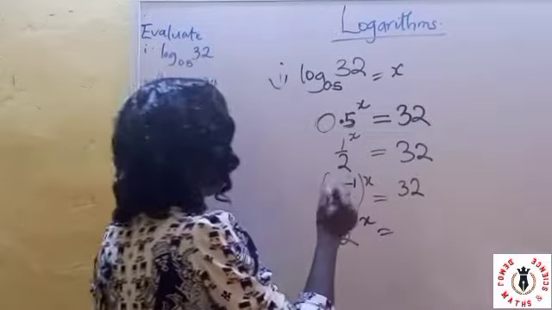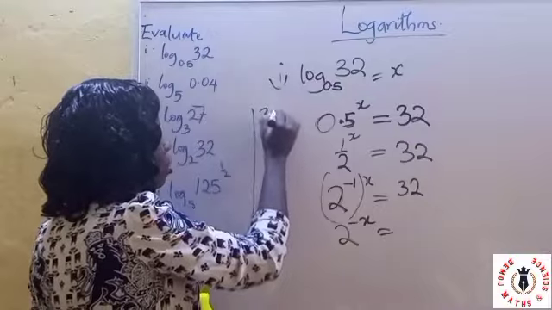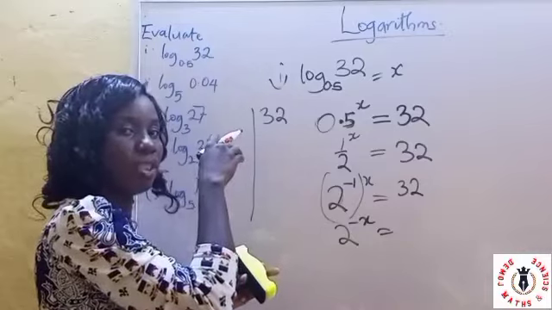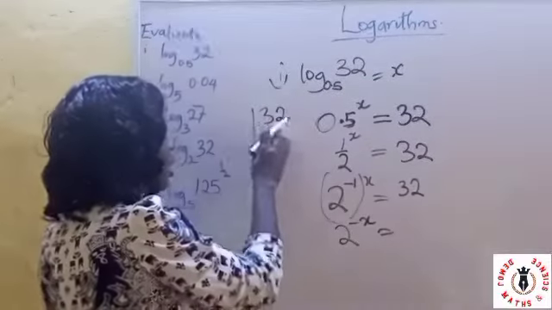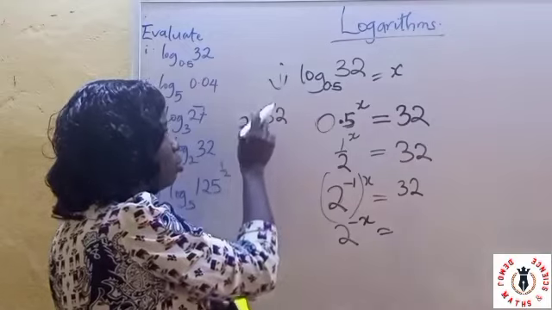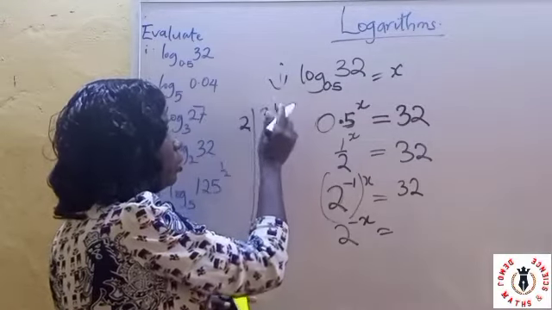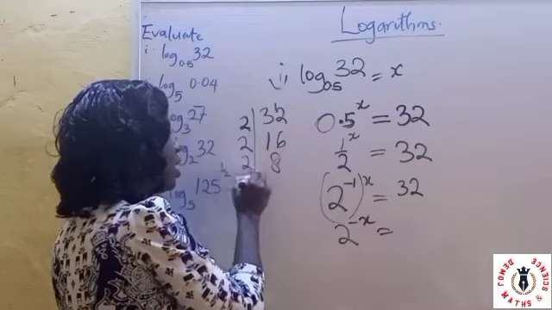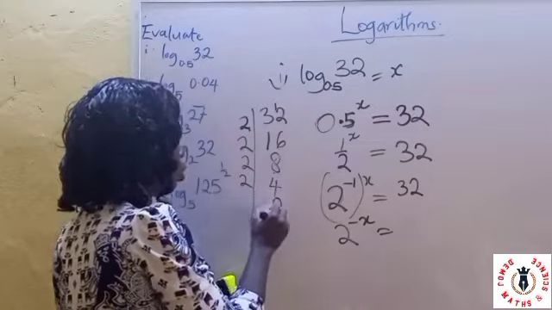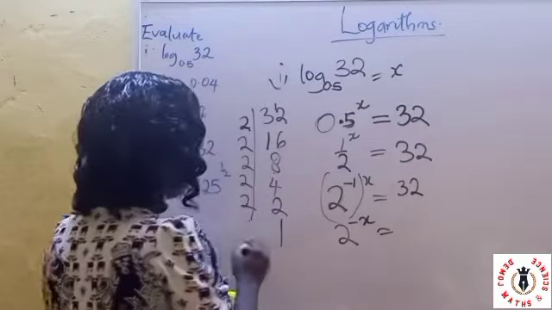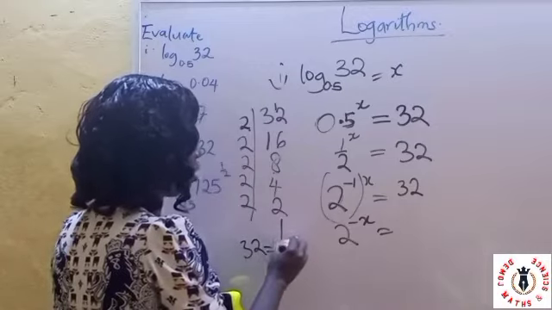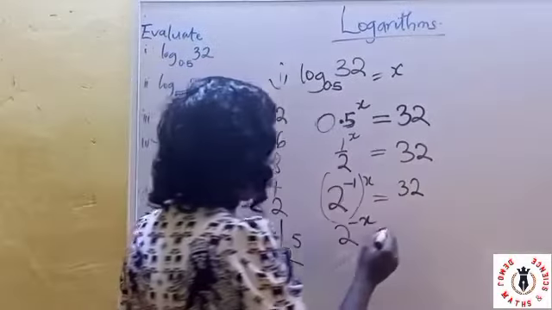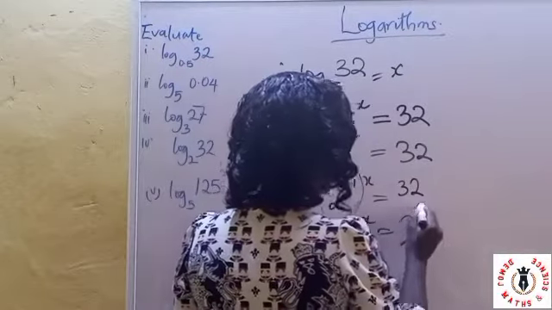And 32, if you find the factors of 32, remember when we talk about factors, we are talking about the multiples that give these numbers. So we use the factor 2: 2 in 32 is 16, 2 in 16 is 8, 2 in 8 is 4, 2 in 4 is 2, 2 in 2 is 1. So we have 32 is equal to 2 raised to the power of 5, the number of times 2 multiplies itself. So we go and write it as this.